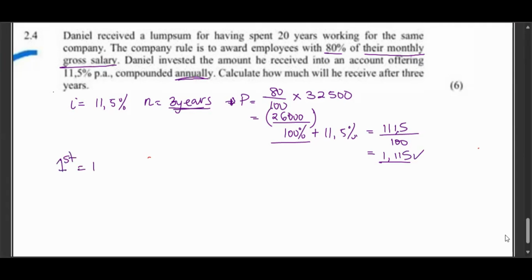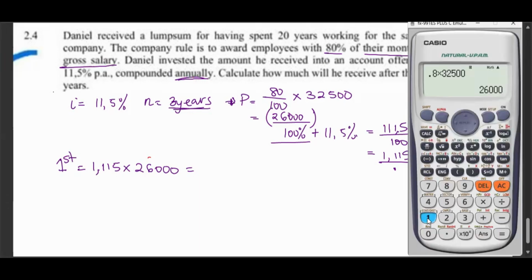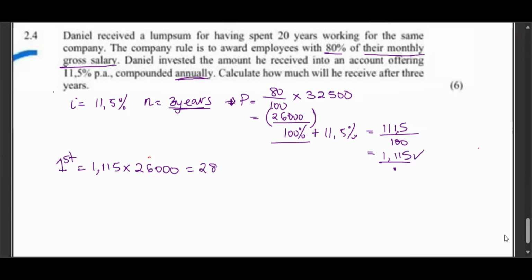Wonderful. So ask yourself, how much will it be in the first year? In the first year, it's going to be the percentage that you've got here, 1.115, times the money he is investing. So the first year, how much will he get? You write it down. Come to the calculator: 1.115 times 26,000. Press equals. At the end of the first year, he will have 28,990.